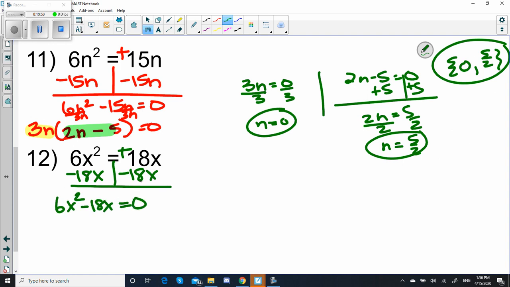Do you remember why we can't add the 6 and the negative 18? They're not like terms. The x squared is different than the x. That's why we can't add them together or subtract them together.